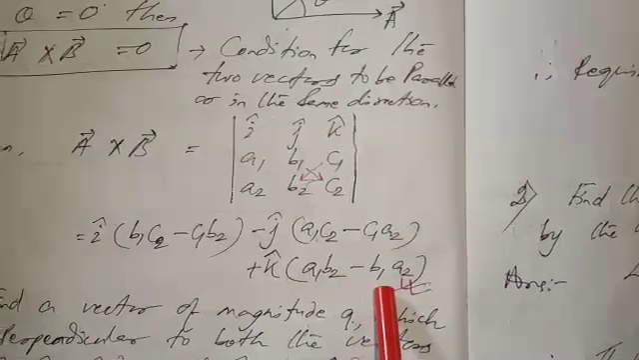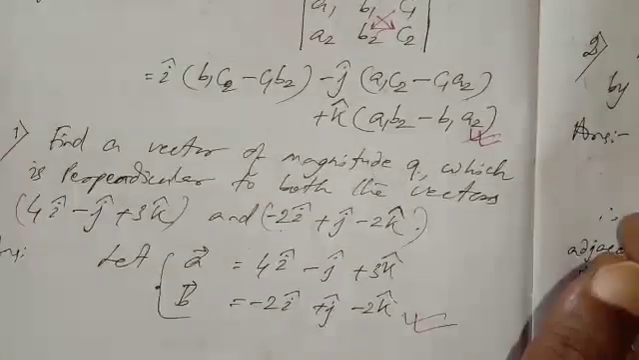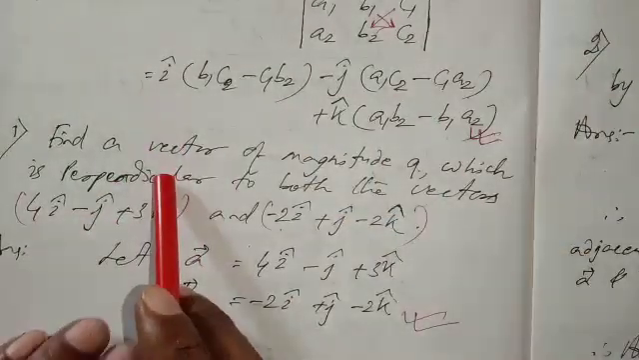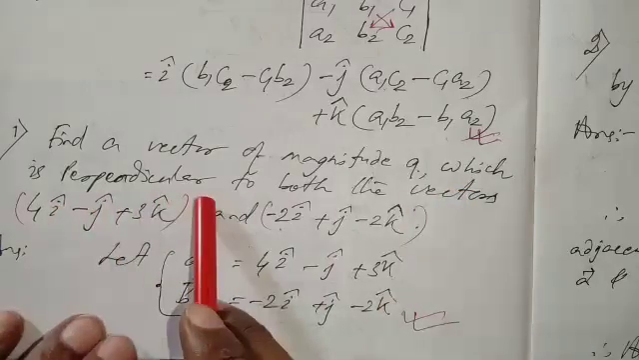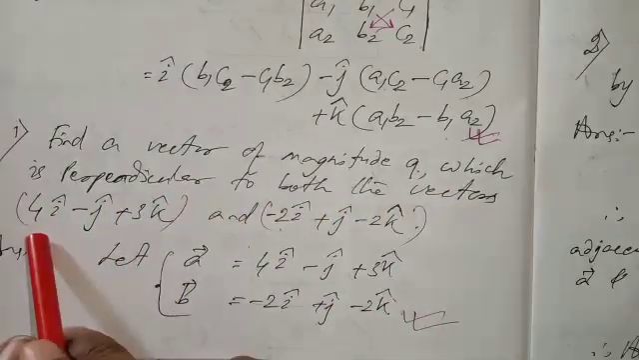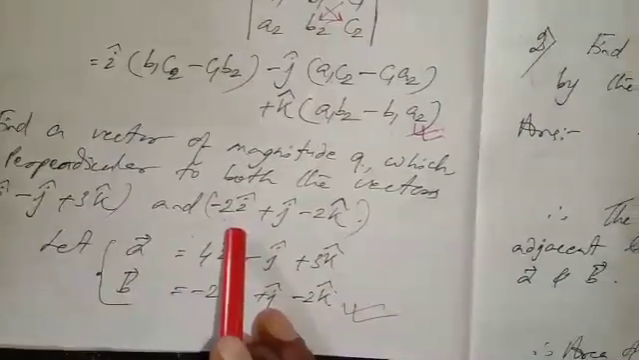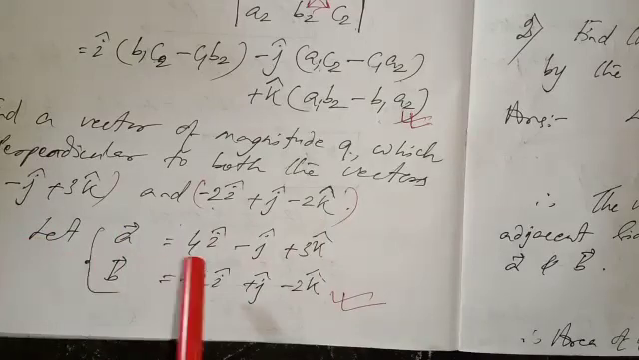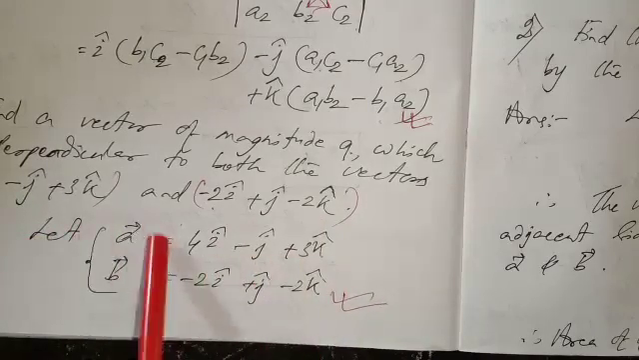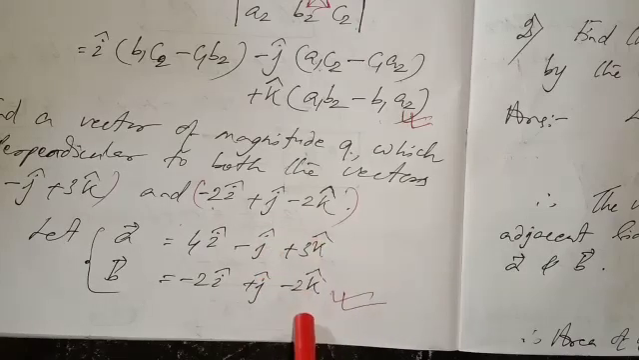Let us go to the question part. See question number 1. Find a vector of magnitude 9 which is perpendicular to both the vectors 4i minus j plus 3k and minus 2i plus j minus 2k. So let us consider the first vector, 4i minus j plus 3k, as vector A. The second vector, B, is minus 2i plus j minus 2k.